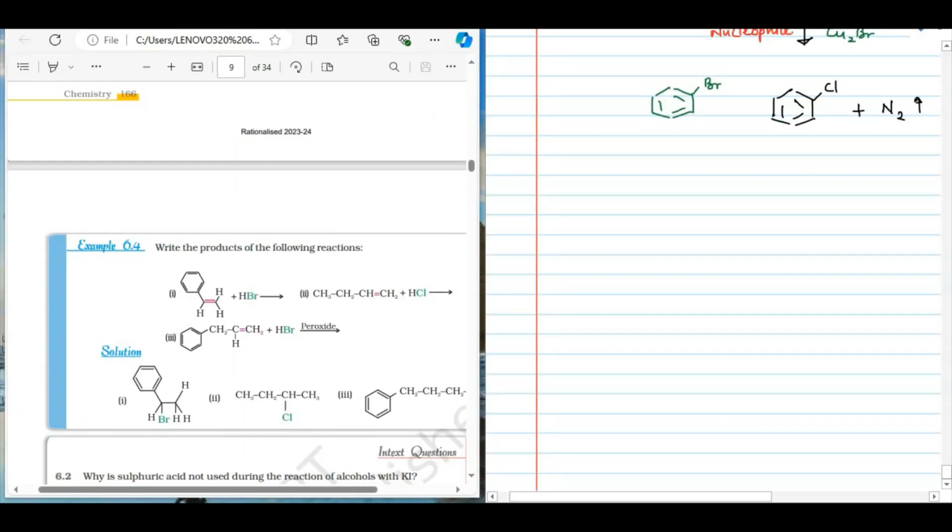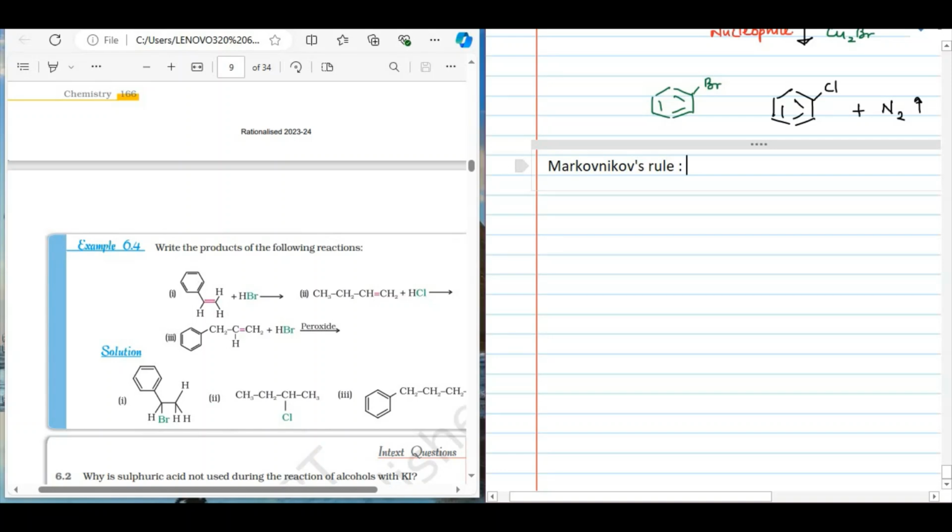Now let's solve this question. Write the product of the following reactions. Here there is first reaction. First of all, identify the functional group. So here functional group is alkene and the reagent is HBr. To get the product of this reaction, you have to follow Markovnikov rule.